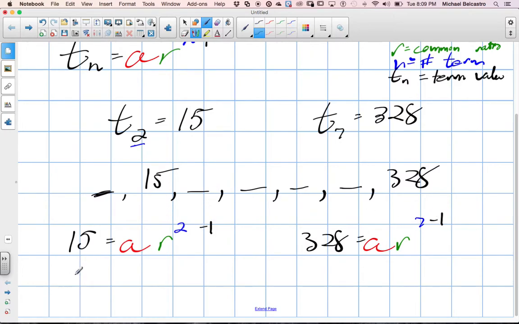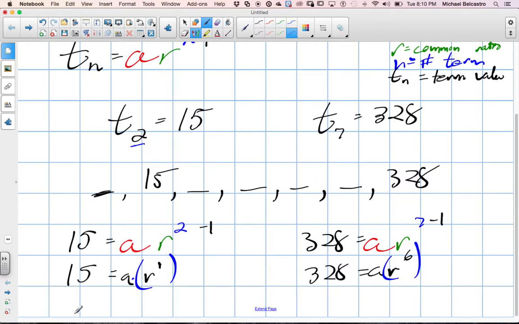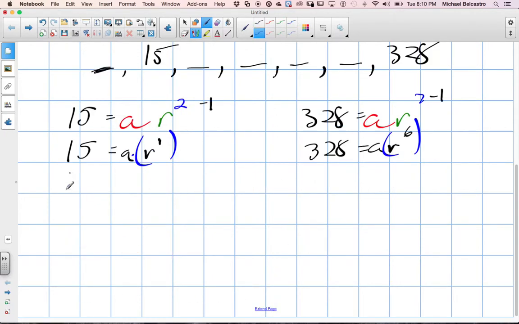So when we do that, we have to isolate for one of the variables. We have 15 is equal to a r to the power of 1, and 328 is equal to a r to the power of 6. I'm going to isolate for a. In order to do that, think of this like it's multiplying, and in order to move multiplication, I just divide on the other side. So I'll have 15 over r is equal to our value of a. Isolating for a again on this side, it'll be 328 divided by r to the power of 6.